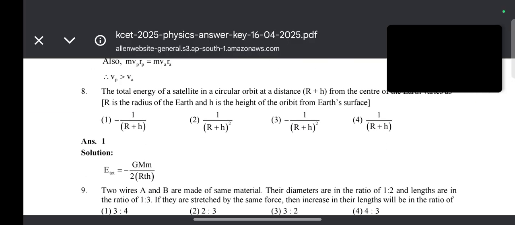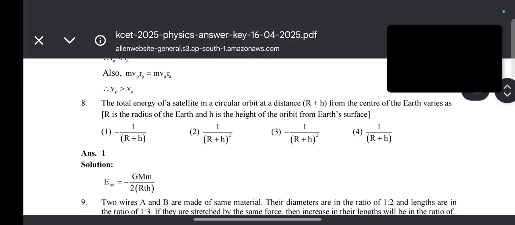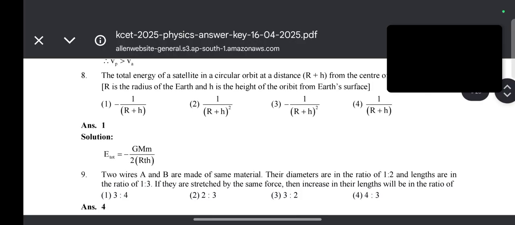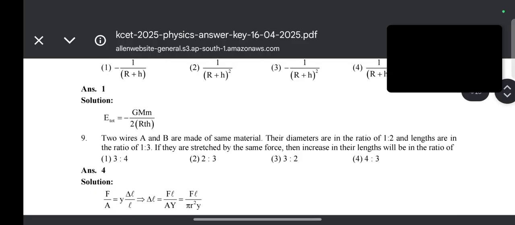The total energy of a satellite in a circular orbit at a distance r plus h from the center of the earth varies as: 1 by r plus h, 1 by r plus h whole square, minus 1 by r plus h whole square, or plus 1 by r plus h. So the formula is G M m by 2 into r plus h. Therefore the answer is 1 by r plus h, so the first option is correct.